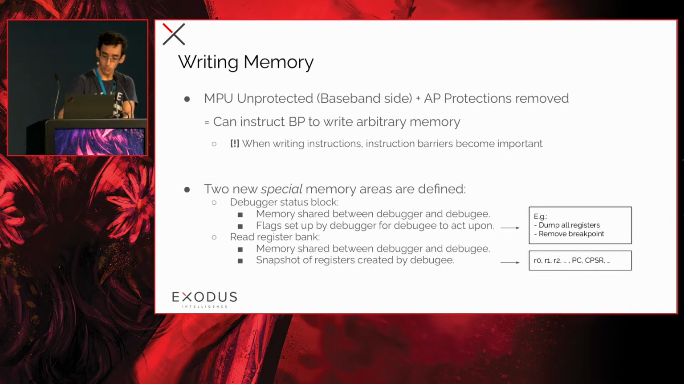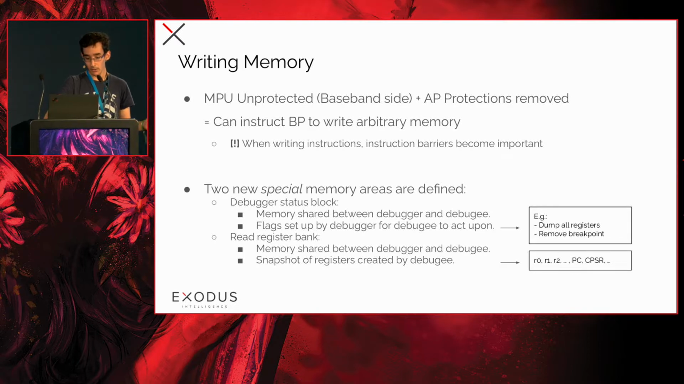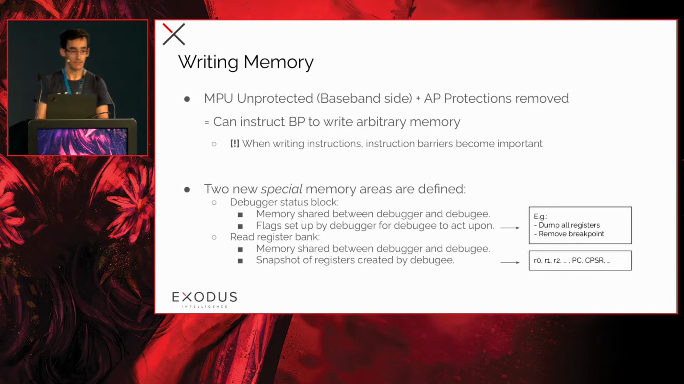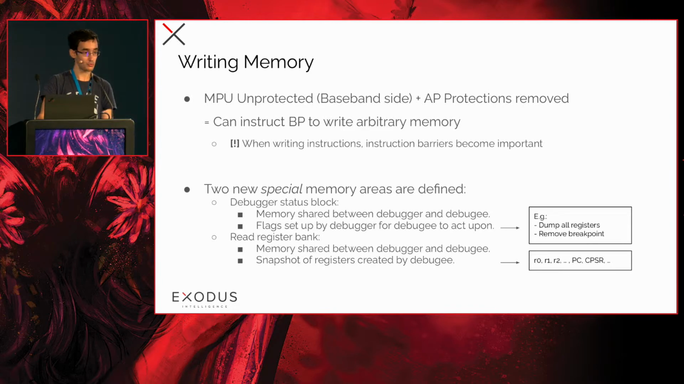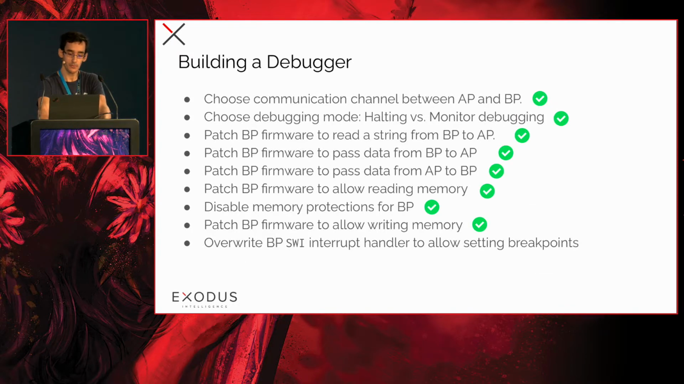So both the debugger status block and the write register bank are shared between the debugger and the debuggee, and the debugger status block is going to be a set of flags set up by the debugger for the debuggee to act upon. These flags are going to be dump all registers or remove the breakpoint or whatever. Whereas the write register bank is going to be basically a snapshot of all the registers created by the debuggee for the debugger to consume and send back to the application processor. And now for the real deal. Now the most important, most difficult thing, we want to set some breakpoints.